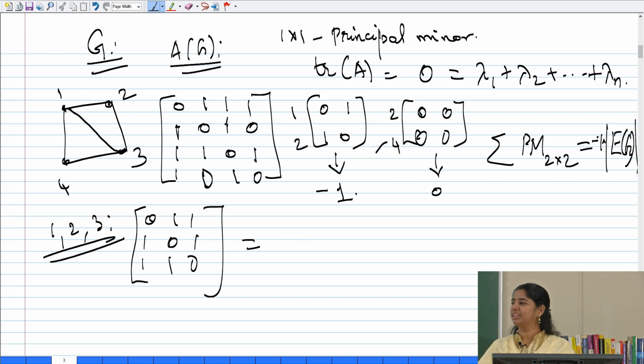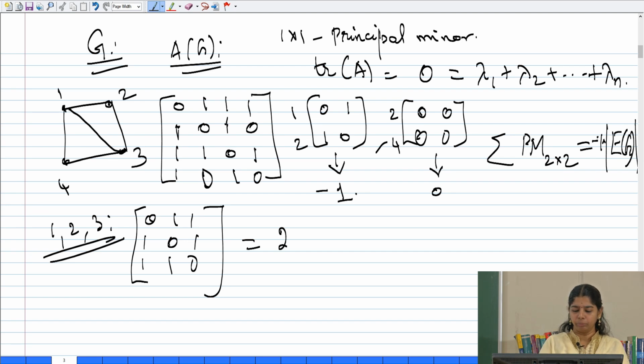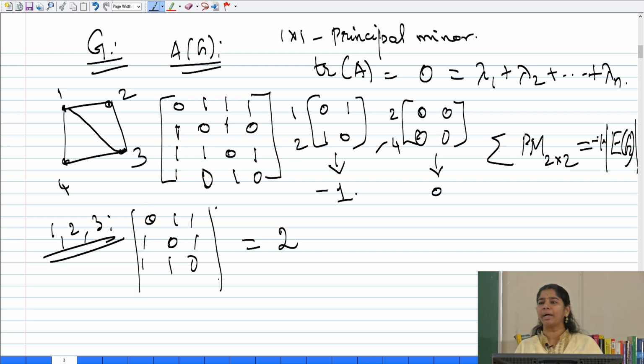Minus 2, minus 1, 0, anybody else? 3, 4, 2, anybody else, any other answer? Plus 1, minus 1, okay. The answer is, the determinant is going to be 2. I am writing it like a matrix, but we are talking about the determinant, right. So, the determinant of this matrix is 2.